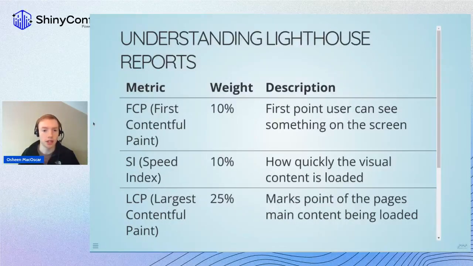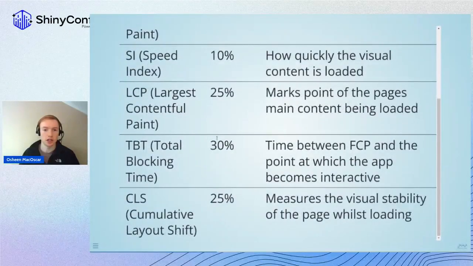Then we've got the speed index. This is how quickly the visual contents of the page are loaded. We've got the largest contentful paint, which is the point at which the main piece of content on the web page or Shiny app is loaded. We've got the total blocking time, which is the time between first contentful paint and the point at which the app becomes interactive. The last iteration of Lighthouse had a metric called time to interactive, and this is used to calculate the total blocking time.